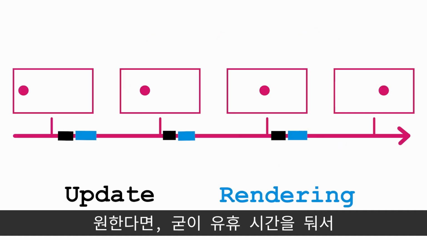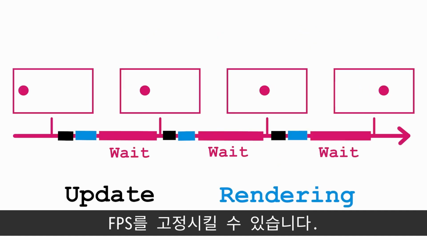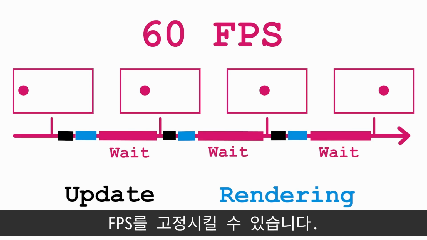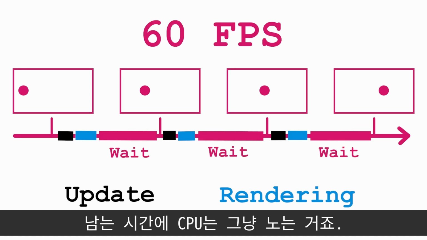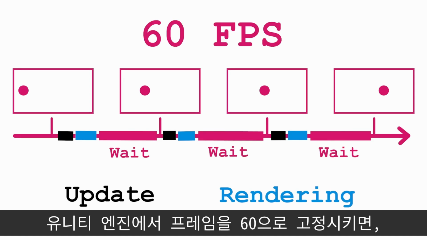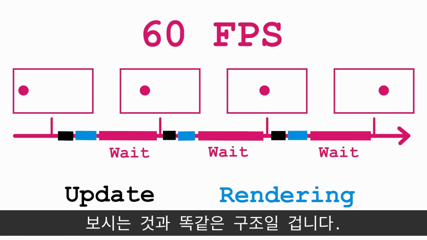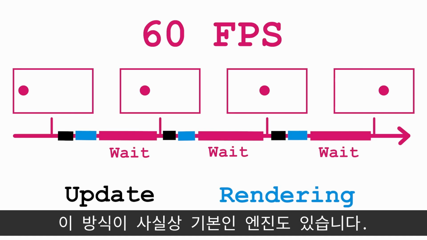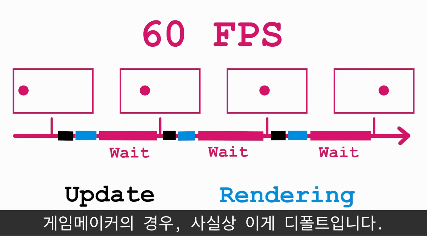To make things more confusing, you can also turn the main update into a fixed update by adding waiting to your equation. So you can essentially set a fixed frame rate and then just wait for the remainder of the time. So in Unity, if you limit the frame rate to 60, that's pretty much exactly how that looks. Some game engines even work like this by default. For example, in GameMaker, this is pretty much the default way everybody writes code.